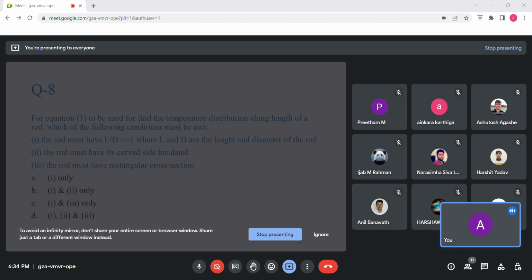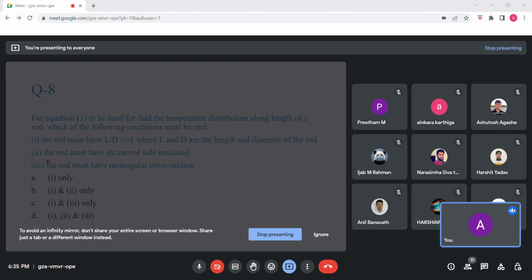In the same case, for finding the temperature distribution along the length of the rod, what are the conditions that must be satisfied? So we'll see. In the first statement, L by D is very much greater than 1. Length is very much higher compared to the diameter of the rod. So it is a one-dimensional problem. So this must be satisfied for sure to use equation 1.